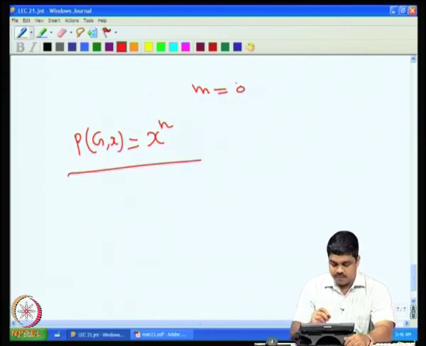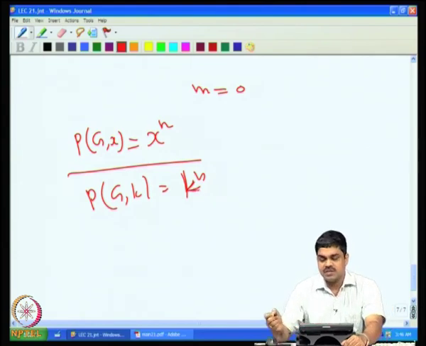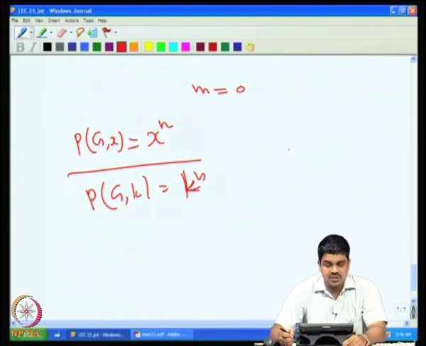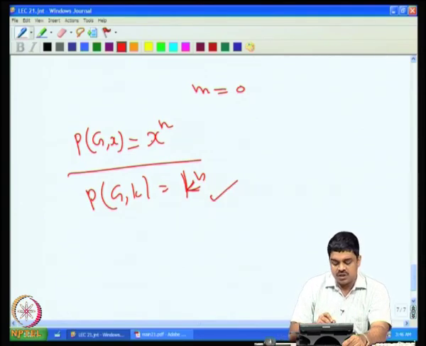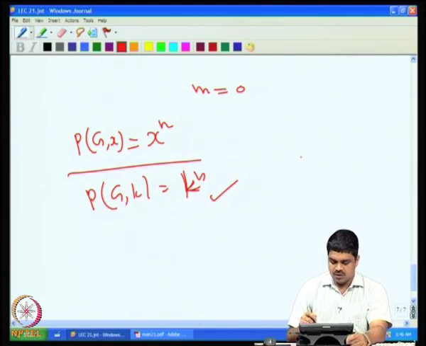So you put k, P(G, k) will be equal to k raised to n. As we know, if it is an empty graph with no edges, then of course k raised to n is the number of colorings. Any vertex can take any color, k possibilities for coloring a vertex, so k raised to n. All the other conditions are also satisfied: it starts with x raised to n, there is no non-zero constant term, and we can say the alternating coefficients are 0 in fact.